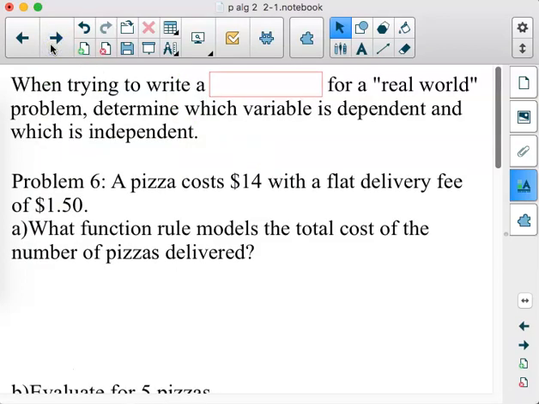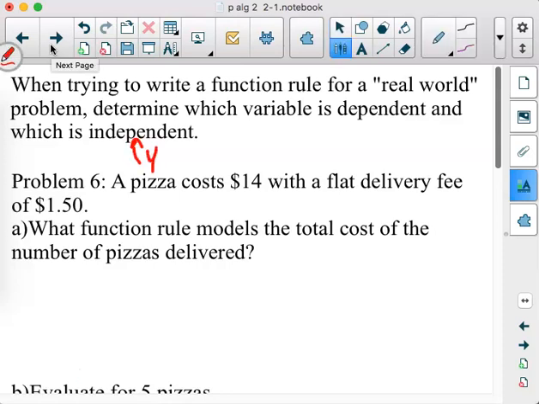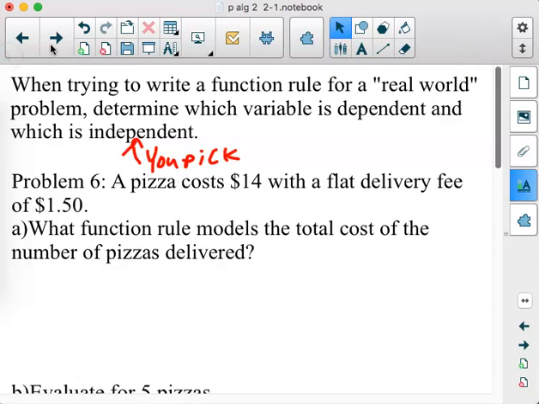F of x is just the way to write function notation. It's y, it's output. So when trying to write a function rule for a real-world problem, so a word problem, determine which variable is dependent and which one is independent. Again, independent is the one that you get to pick. But dependent is the one that is determined, usually the cost.